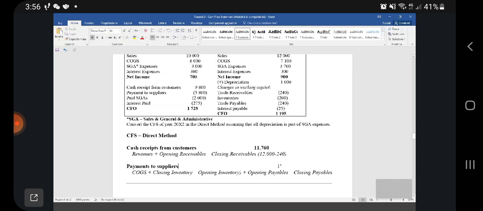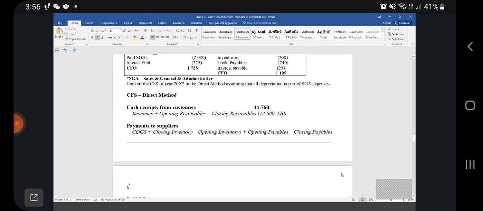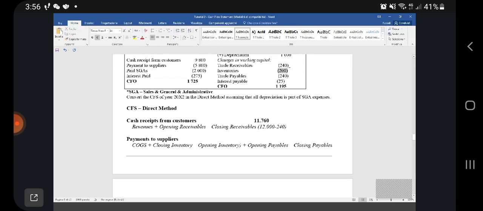Now, this should be a little bit more complicated, but not impossible. Again, at this point, I'm waiting for Alice and Gloria, or the others as well. We had to add 7,100. We had to have 200 of inventories, and 240 for trade payables. So you have added the inventory, and you have added the trade payables? Yes.